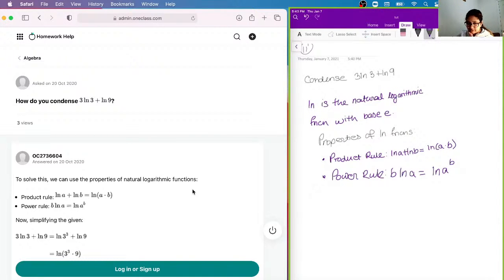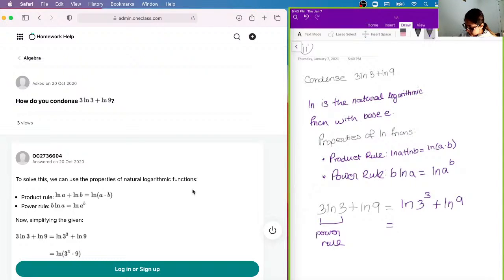And so now simplifying what we have got, we can use these properties to evaluate this. Our equation here is 3 ln 3 plus ln of 9. For the first case, we would use the power rule. So our answer over here would be ln 3 to the power of 3, and we still have plus ln of 9.